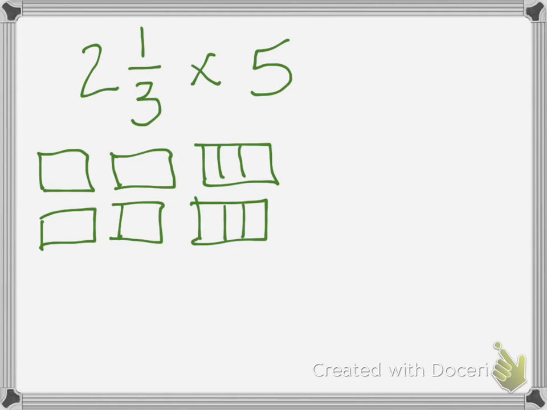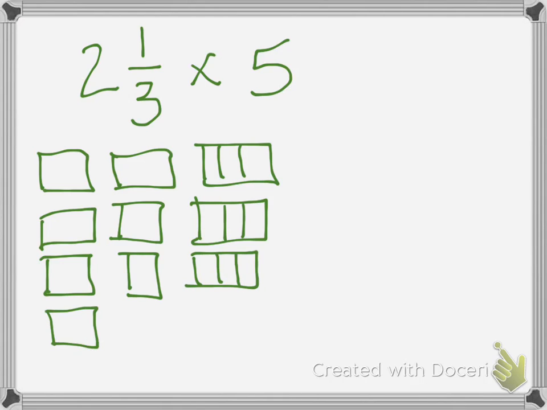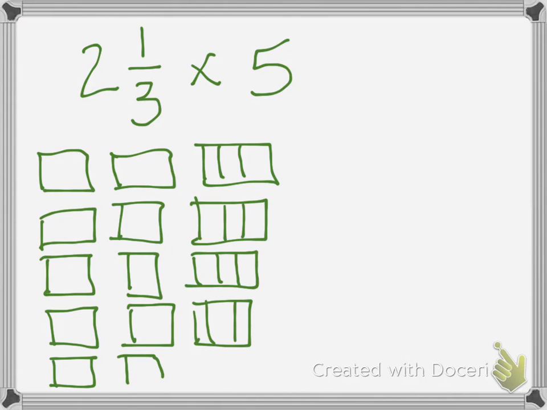and 1/3, 2 whole, 1/3, 2 whole, 1/3. There's 4 groups. Last one, 2 whole and 1/3. I'm going to go ahead and shade really quick.